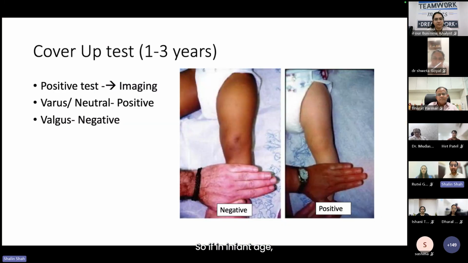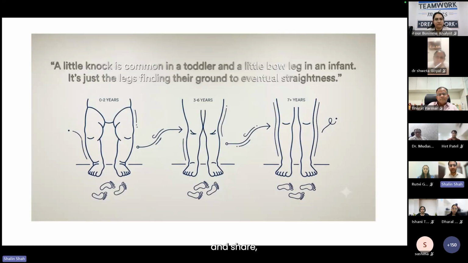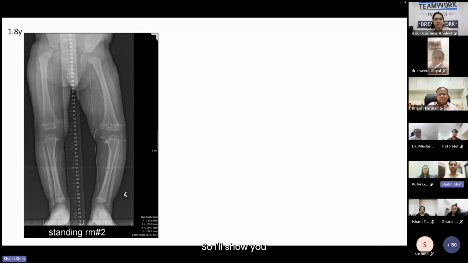In infant age, what we do is the cover up test, because if you cover up the tibia, which is where most of the varus arises, and it's a straight leg, you do not need x-rays. If it's bowed after the cover up, which you can see here, then it's a positive test, and that might need x-rays and workup to rule out other metabolic conditions. So this is the picture I go to and share, which is a little bow in an infant is common, just like a little knock is common in a toddler. And it's just the legs finding the ground to their eventual straightness, which happens around 8 to 10 years of age. So I'll show you with a clinical example.